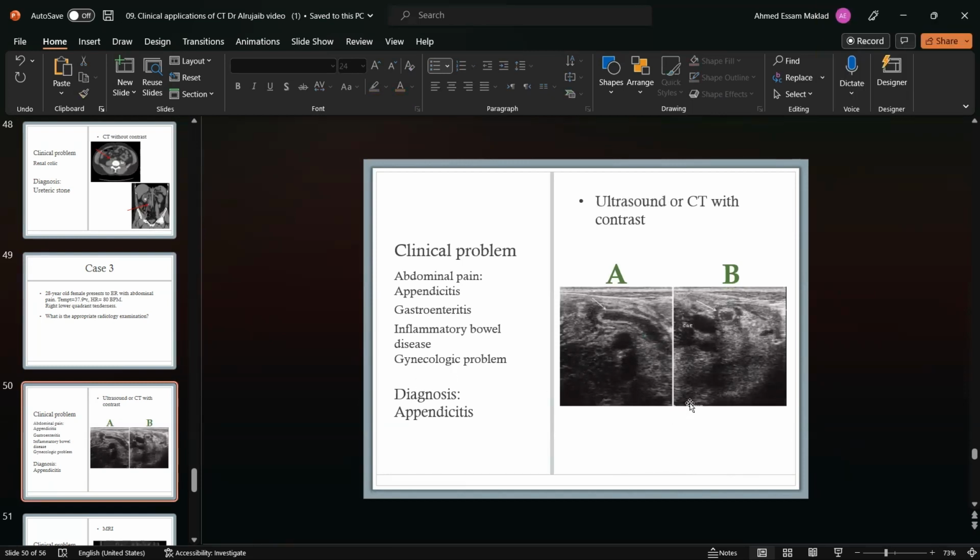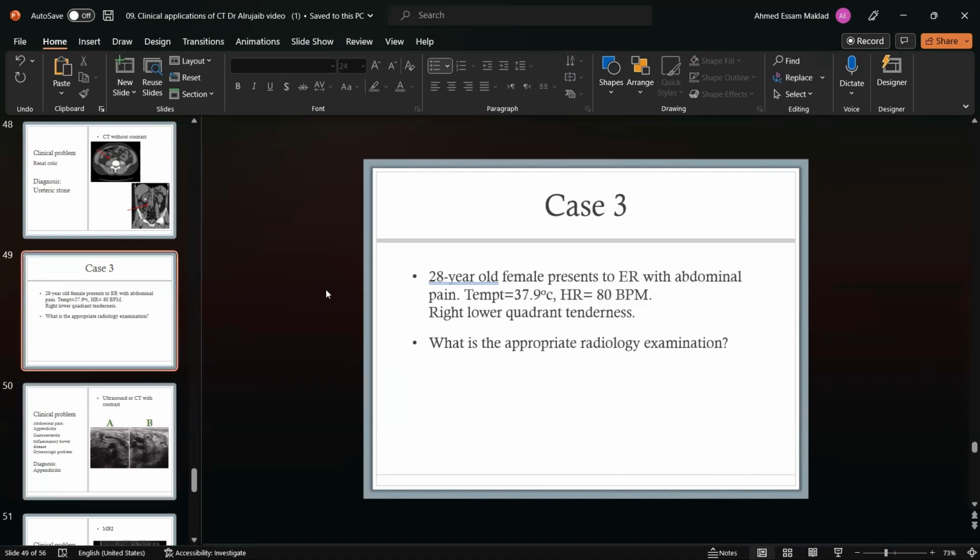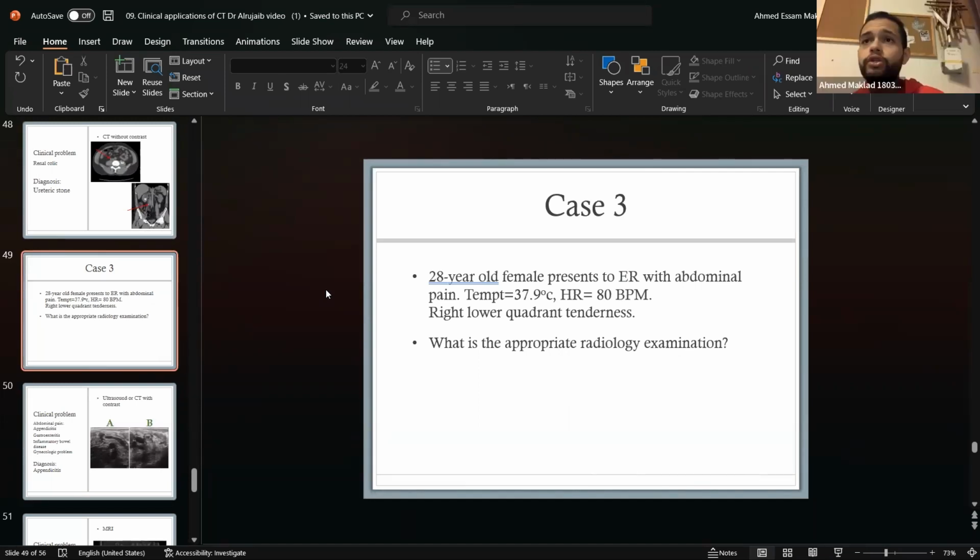Excuse me, I have a question about the case about the female. So if it's appendicitis, aren't we afraid that the appendix can rupture if we wait longer? Yeah, of course, that can happen. The appendix can rupture if you wait longer.